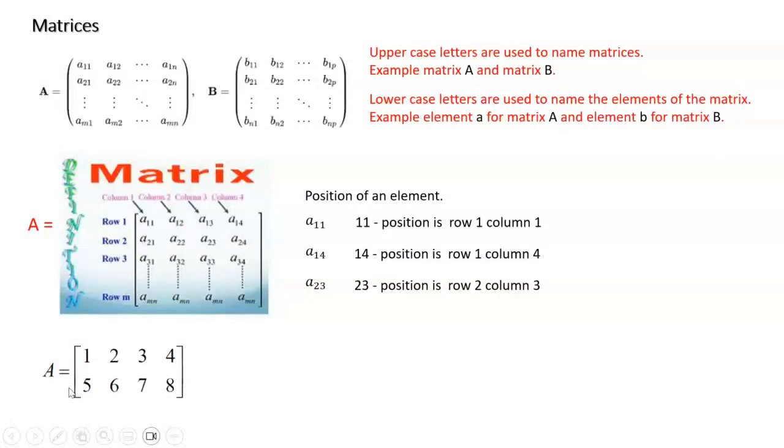Okay, here is an example for you to know the positions of an element. If I ask you what is the value or the element for a13, the position, it's going to be the first row and third column, so the element will be number 3. a24 stands for the second row, fourth column, so second row and fourth column will be the 8.